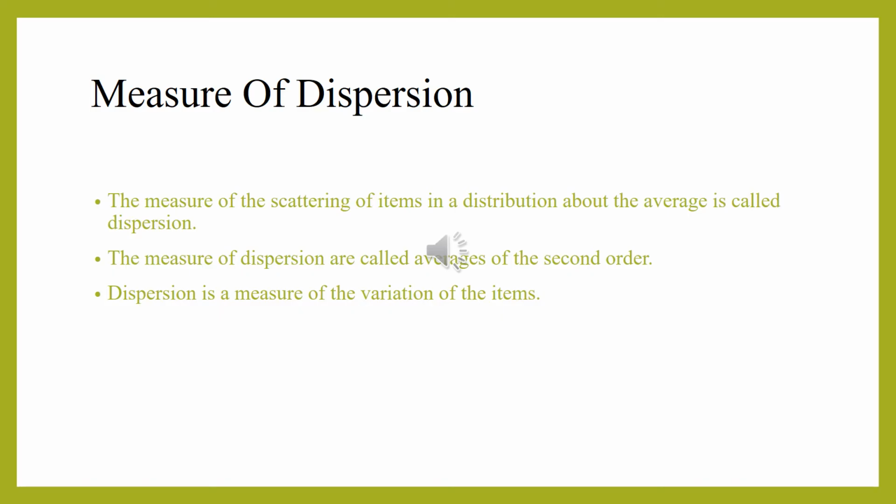Measure of dispersion. The meaning of measure of dispersion is spreadness or variation in data. It helps to determine the spreadness of value from a measure of central tendency. If it is close to the central point, then it is called small dispersion, and if it is not close to the central point, then it is called large dispersion.